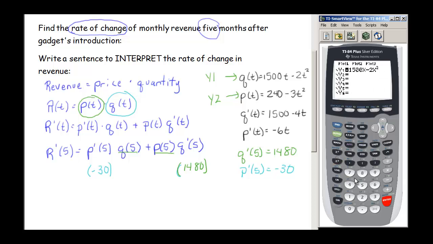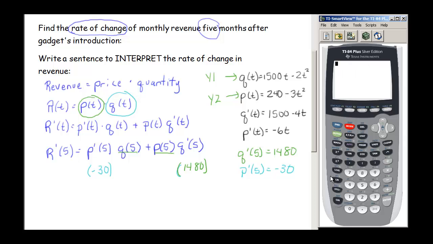And then our P of t function is 240 minus 3x squared. Okay, now I have my function in there, and I'm going to quit out of this screen, so second mode.